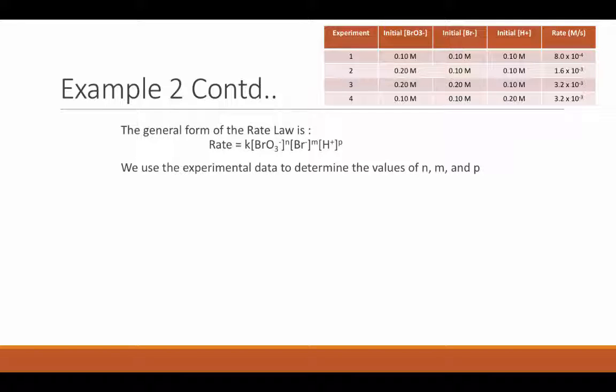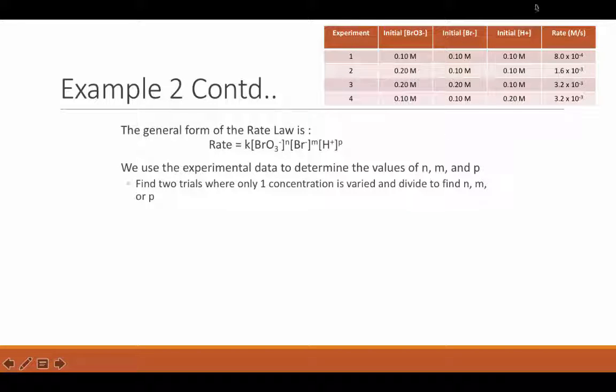Now we need to use experimental data to determine the values of n, m, and p, the orders of our reaction. In order to do this, we need to consider each reactant individually. And for each reactant, we need to essentially run a controlled experiment. In other words, we need to find two trials in which we varied the concentration of the reactant we're interested in, but held the other concentrations constant. This will allow us to determine the relationship between each reactant and the rate individually.